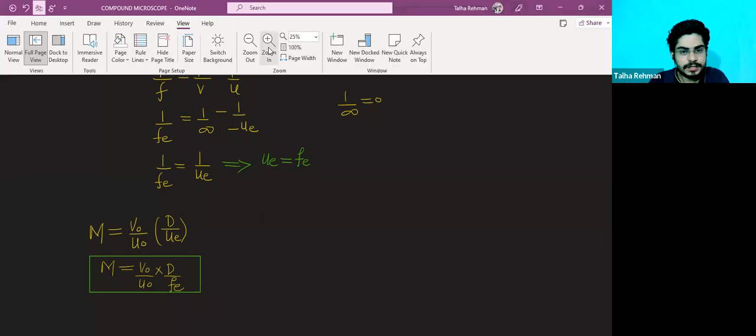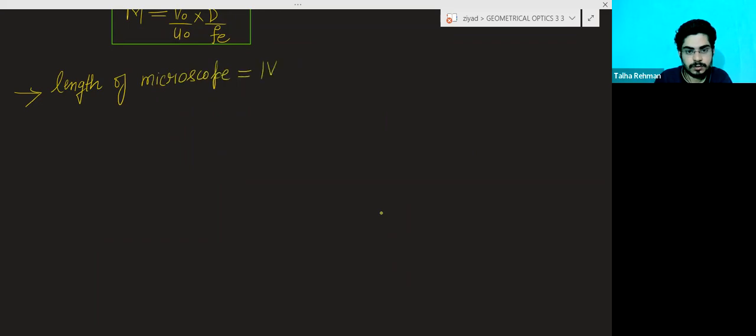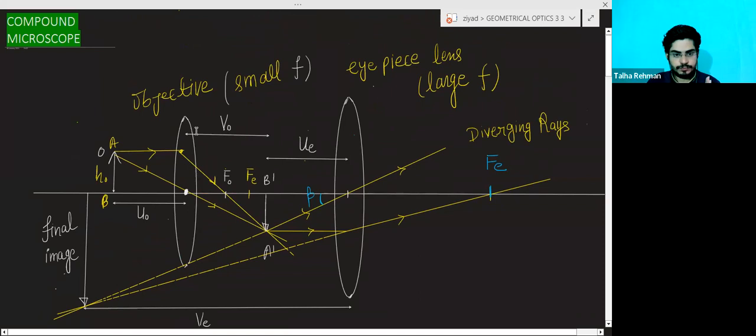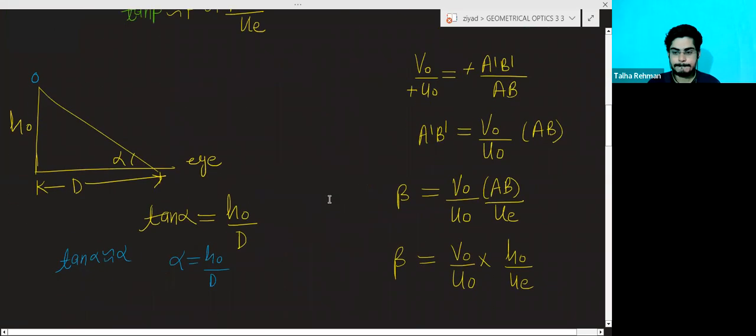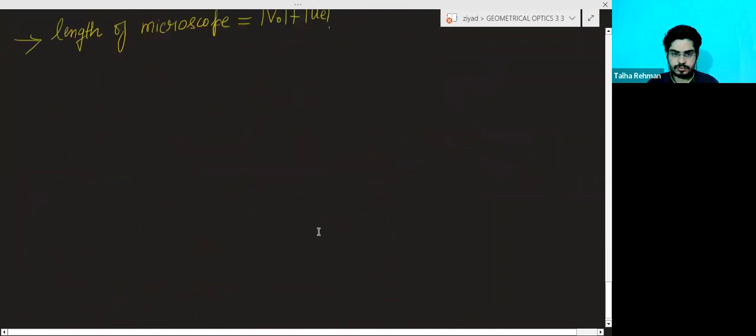One more point, I want to write the length of the microscope. Length of microscope is equal to V naught plus UE. You can see this is the length of the microscope. This is V naught and this is UE. The distance between the objective lens and eyepiece lens is basically the length of the microscope. That will be V naught plus UE, and it will change accordingly. In this case, it will be V naught plus FE. Yes, so you can write that.